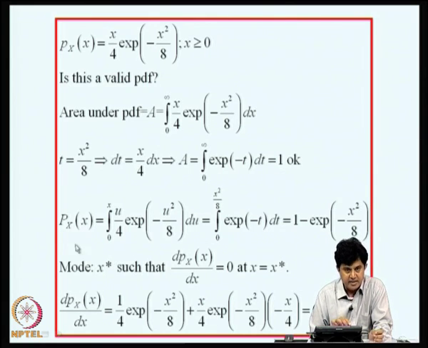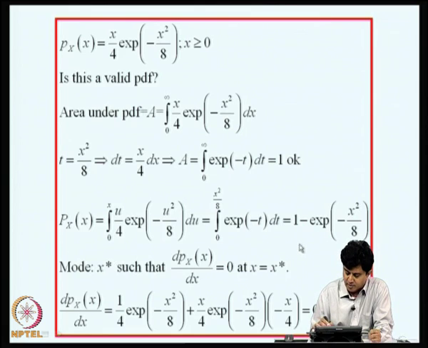Now what is the probability distribution function? It is the integral from 0 to x of p_X(x), that is p_U(u) du. If you do this again, I make the substitution u squared by 8 is equal to t and carry out this simple integration, and I get the probability distribution function.